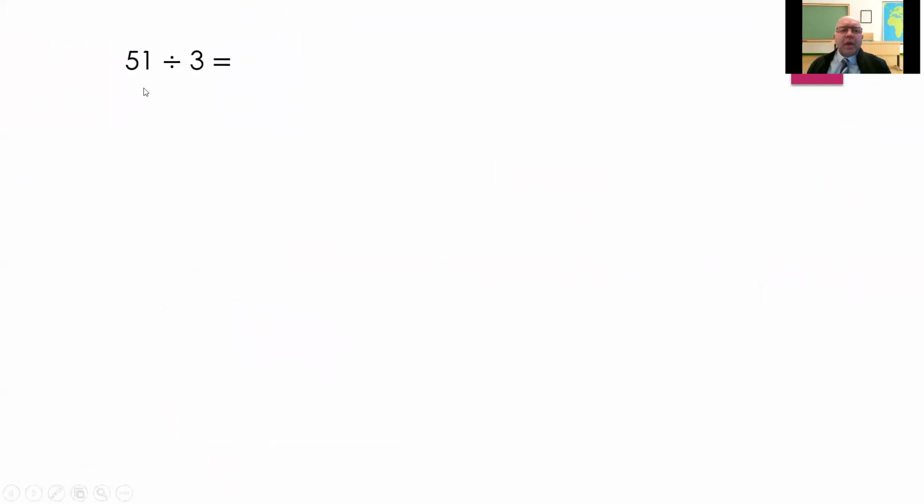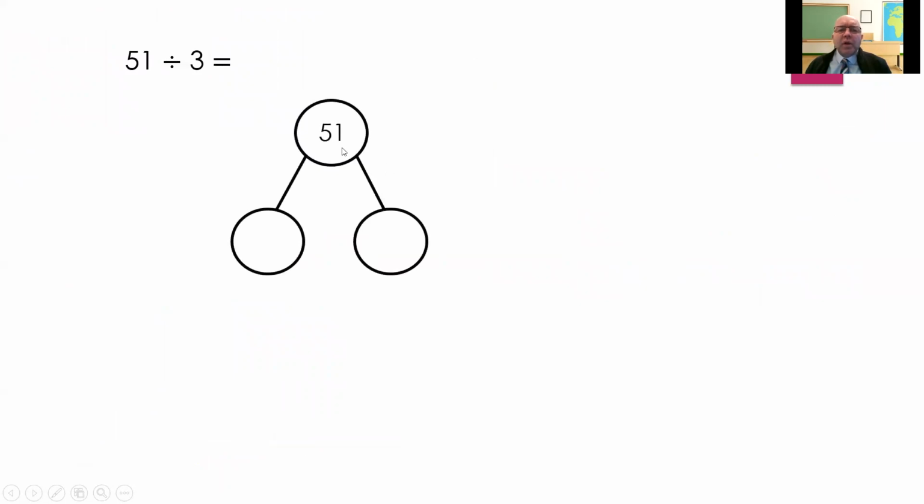Right, what about this one? 51 divided by 3. Now, we're going to look for a number bond, 2 numbers that add up to 51, but 2 numbers that we can divide by 3. So 2 numbers in our 3 times table. Yes, we could do 50 and 1. 50 and 1 do make 51. But are they nice numbers for this question? Can we divide 1 by 3? Can we divide 50 by 3? Not very easily. So let's have another think.